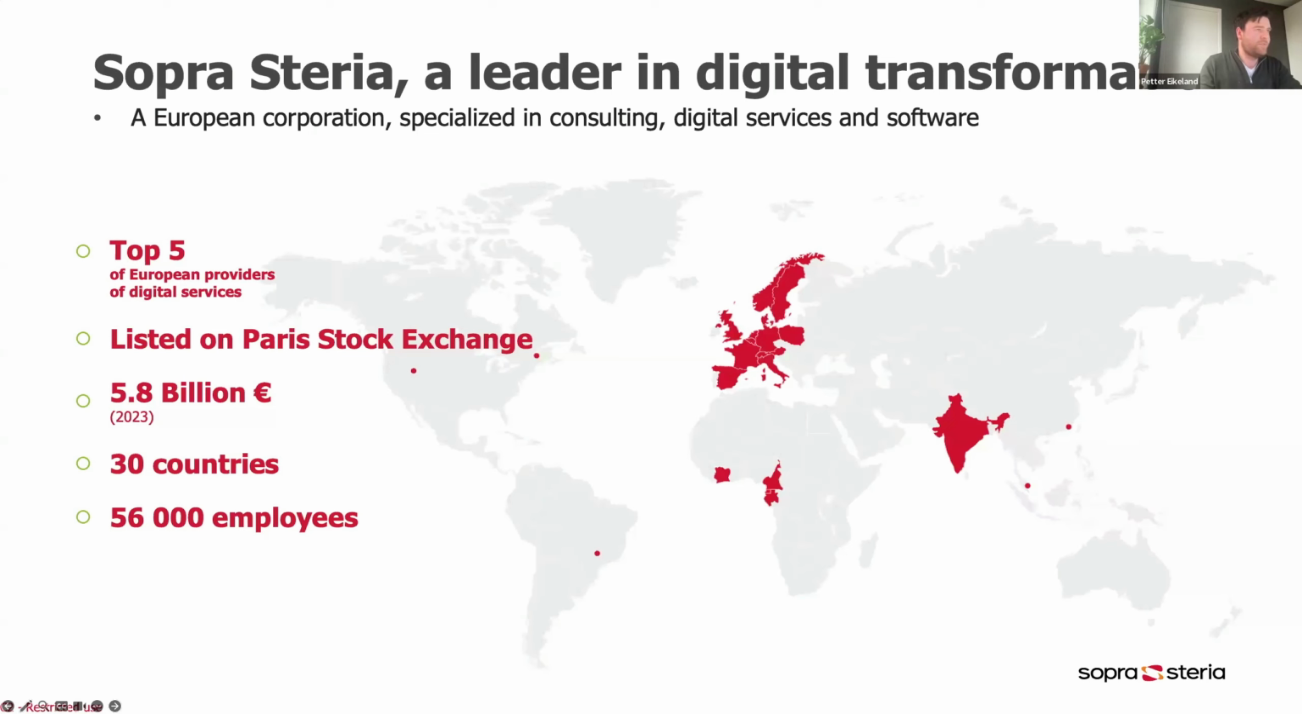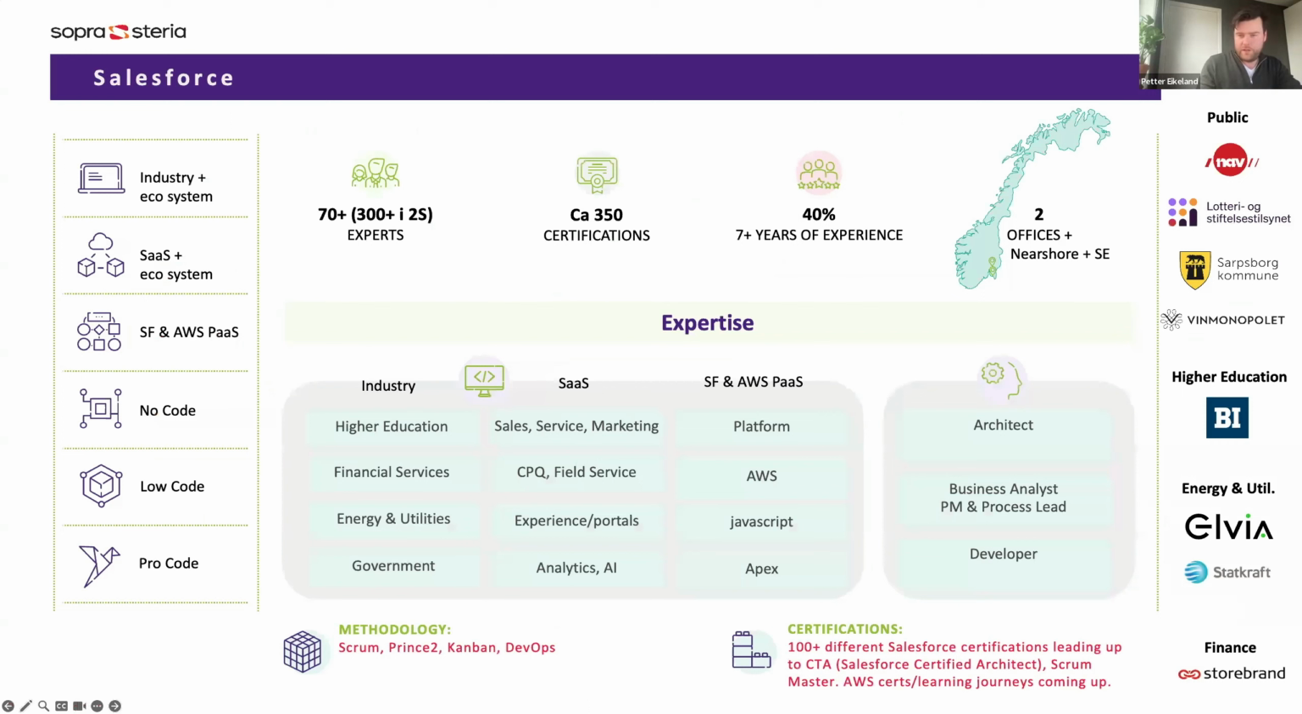Shortly about my employer, Sopra Steria. We're one of the leading European corporations in digital transformation, among the top 5 European providers of digital services. The headquarters are in Paris. We span over 30 countries with 56,000 employees, 300 of whom work in the Salesforce ecosystem, and 70 of us work in the Scandinavian offices, across different industries, different clouds that Salesforce provides, and in different sectors, among those higher education, which is the project I'm on now.